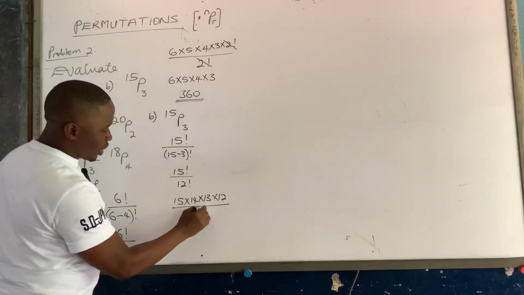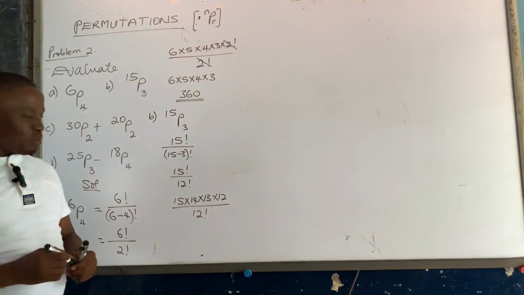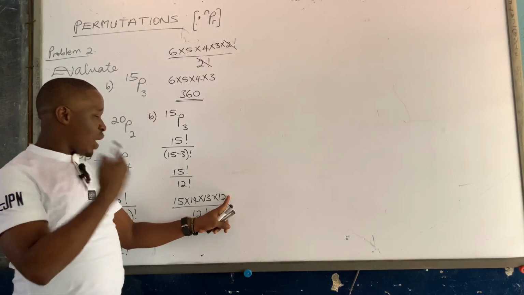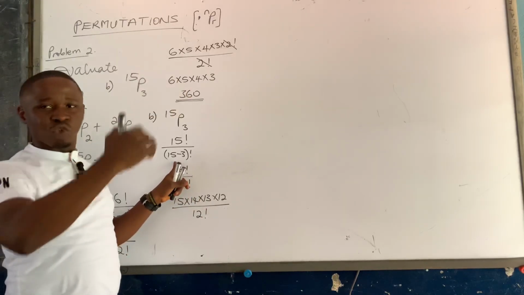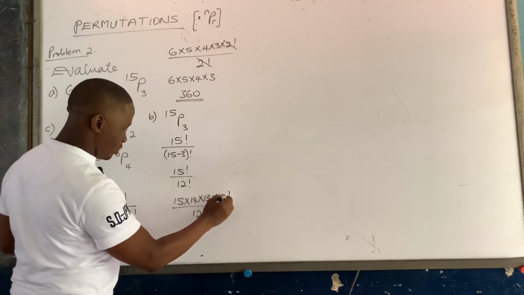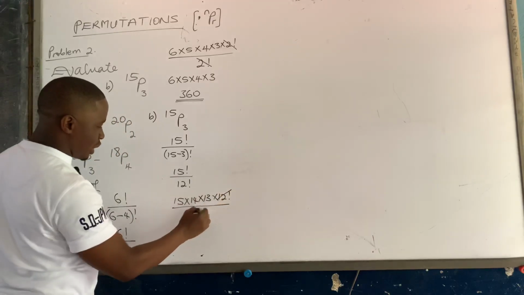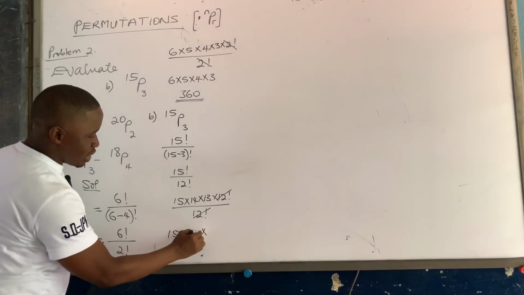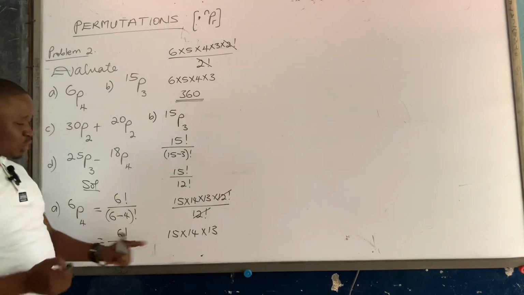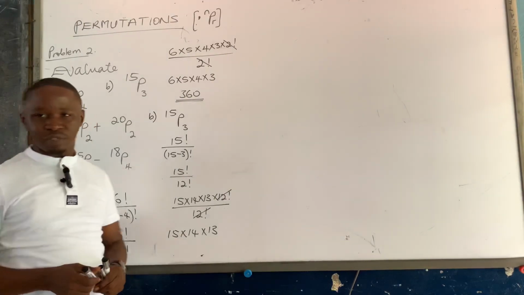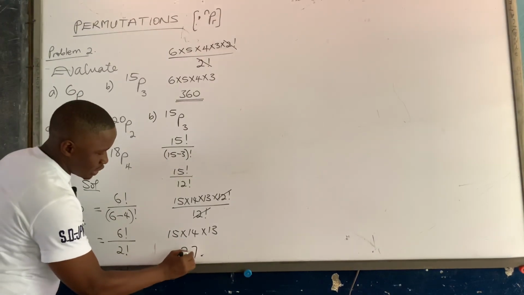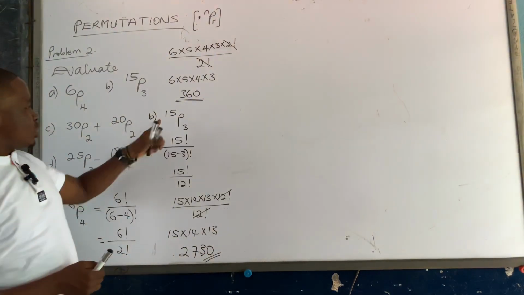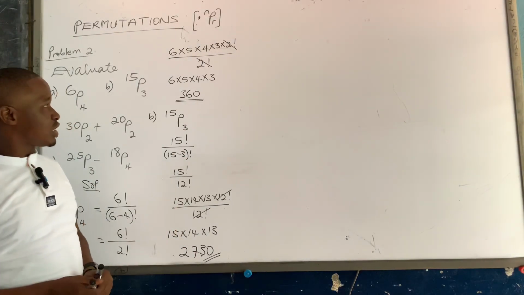Divide by 12 factorial. But this one is totally wrong because there is no factorial. The only time you cannot write the factorial is when you express the factorial number fully down to 1. So there must be a factorial. So this takes away this. We are left with 15 multiplied by 14 multiplied by 13. So 15 multiplied by 14 multiplied by 13 is what? 2730. So 15 permutation 3 gives us this one.